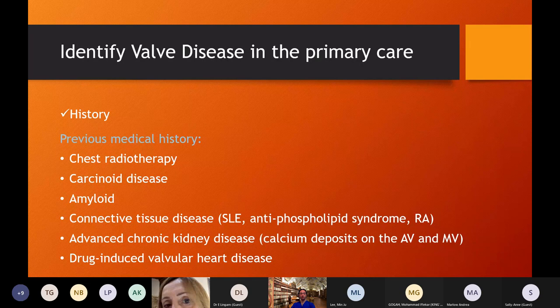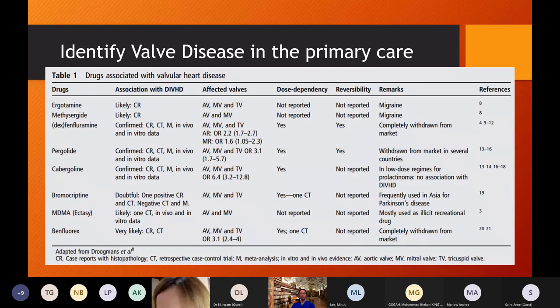And since we discussed this topic in primary care, just from academic interest, I want to present some medications that can cause valve problems. These are ergotamine, methysergide, pergolide, cabergoline, bromocriptine, MDMA (ecstasy), and benfluorex. Some of them are anorexics, and there is a pathology called fen-phen valvulopathy from fenfluramine and other anorexic drugs, which can cause thickening of the usually aortic and mitral valve leaflets.